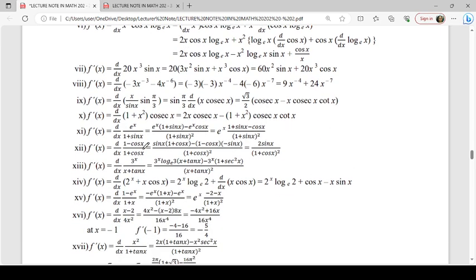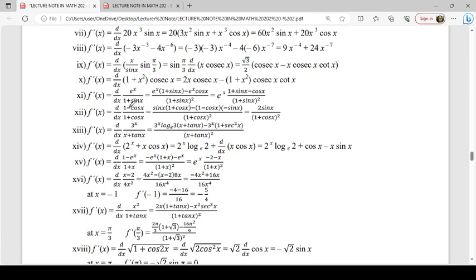So these are all division, fractions. So 1 plus sin x whole square, then numerator derivative is e to the power x into denominator minus numerator into d/dx of the denominator. D/dx of the denominator means d/dx of 1 is 0, d/dx of sin x is cos x. Then the simplification is this one, then 1 minus cos x by 1 plus cos x.